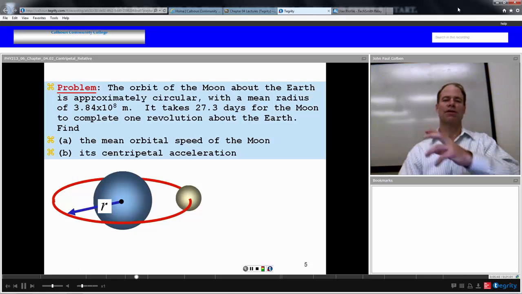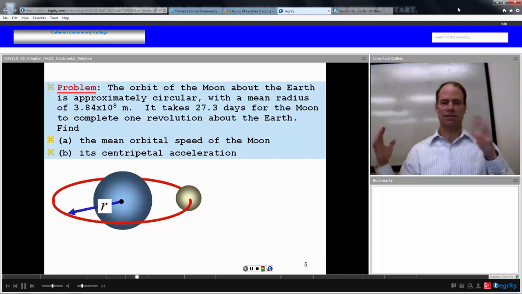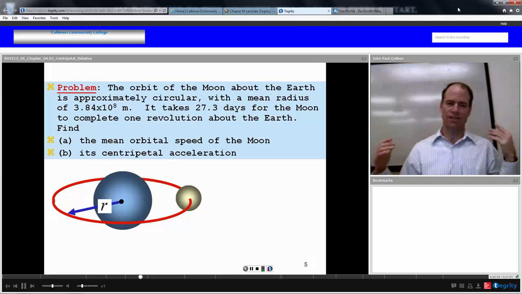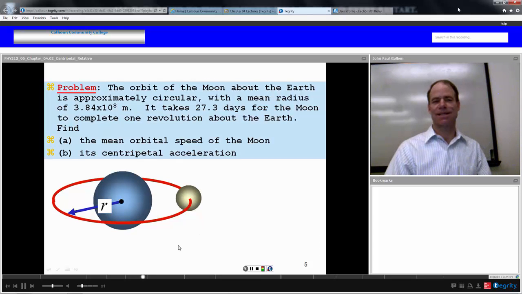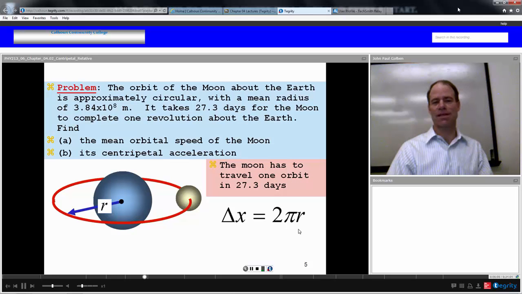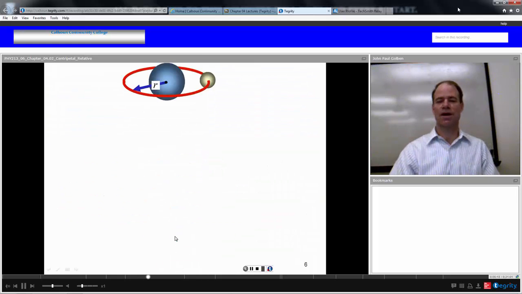So the moon's going around the Earth every 27.3 days in a sidereal period. It has a radius of 3.84 times 10 to the 8 meters, a mean radius. I don't know why we don't use the nice radius as opposed to the mean radius, but that's just the way we are in physics. So we're going to use the mean radius, 3.84 times 10 to the 8 meters, and that will give us a total distance traveled in 1 month of the circumference of this circle, 2 pi r.